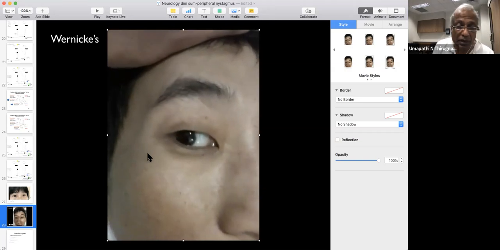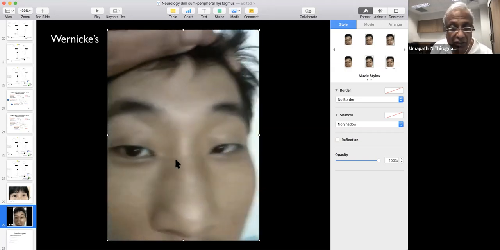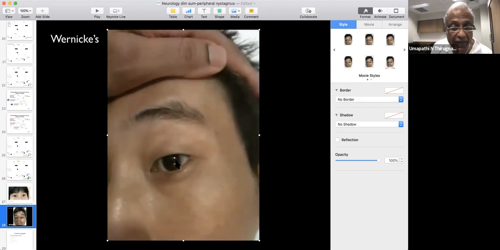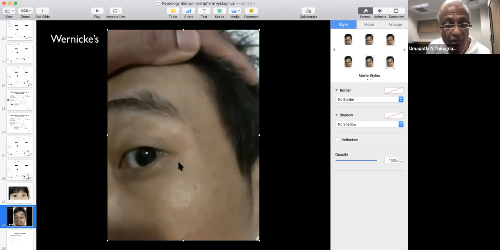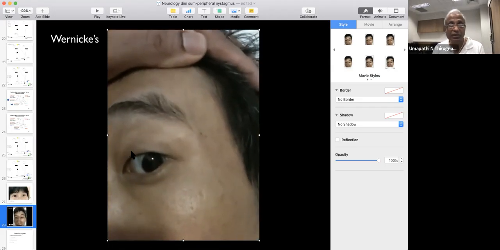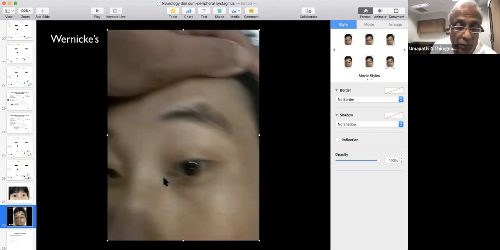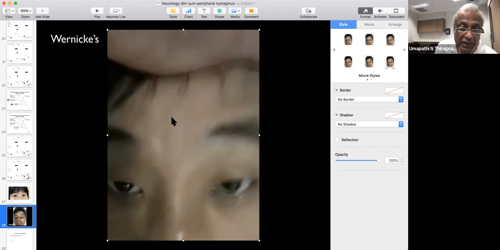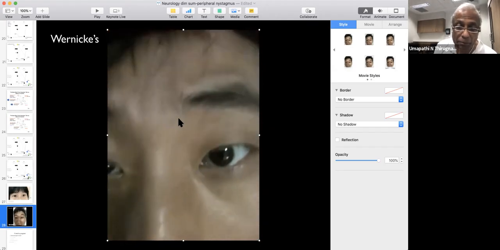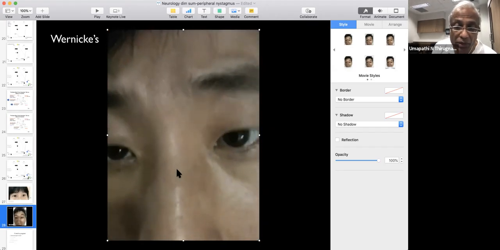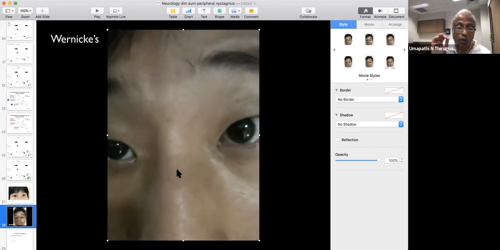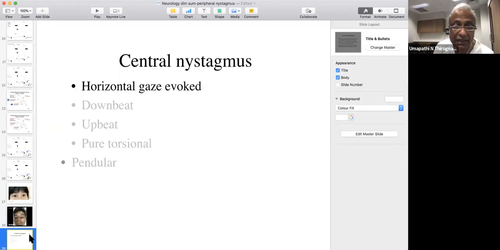Now, if I were to get him to change his mind and look to the left, the nystagmus also changes its mind and starts beating towards the left. So again, classic gaze-evoked nystagmus. He's a little bit confused, confabulating away. If I can persuade him to look up, I'm trying to do that, he will start beating up. When I ask him to look down, he will start beating down. So all in the direction of gaze. So classic gaze-evoked or gaze-dependent nystagmus.